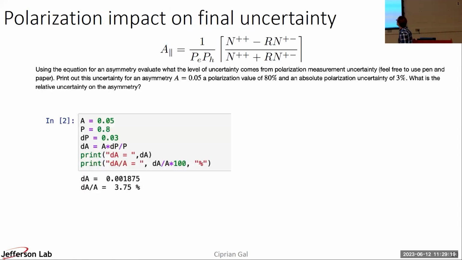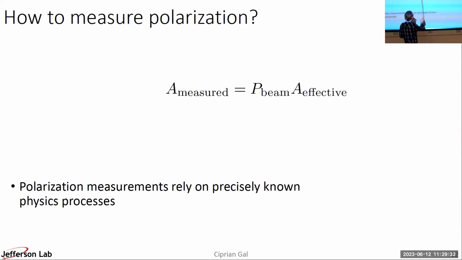How about the previous slide here? Could we use this equation somehow to measure polarization, if you know all the other values? Yes, bingo. So if I know a process where I know everything, and it scales by polarization somehow, and I measure something, then whatever I measure is directly proportional to the polarization of my particle beam. The highlight here is that polarization measurements rely on precisely known physics processes.